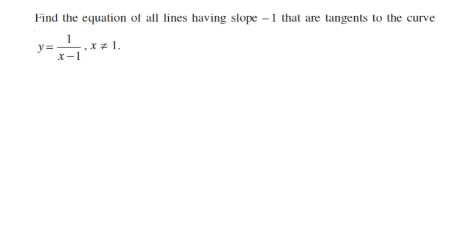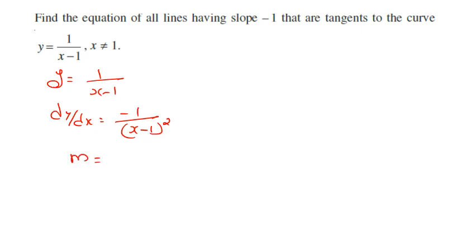Now, find the equations of all the lines having slope -1 that are tangents to the curve y = 1/(x - 1). So, y = 1/(x - 1). What is the slope of the tangent? dy/dx = -1/(x - 1)². But we know the slope is -1. So, both are equal: -1/(x - 1)² = -1.